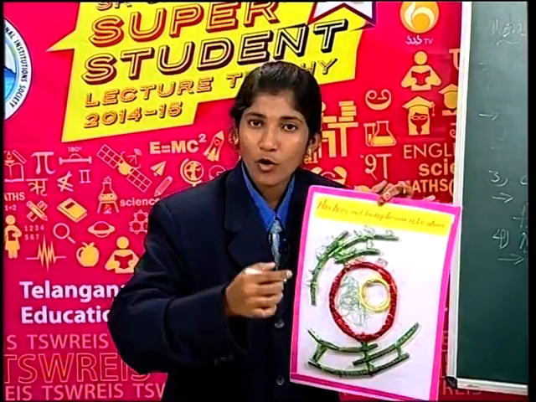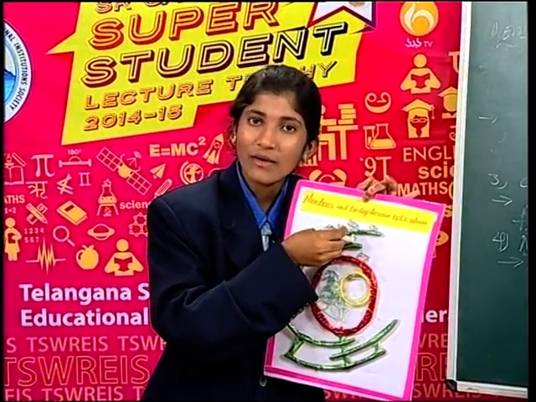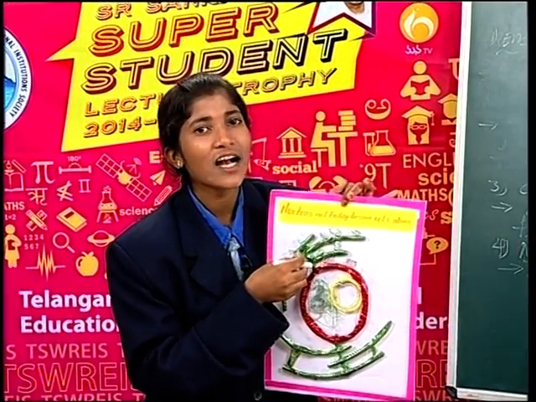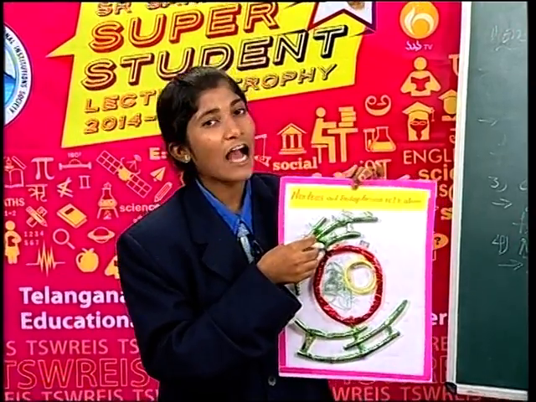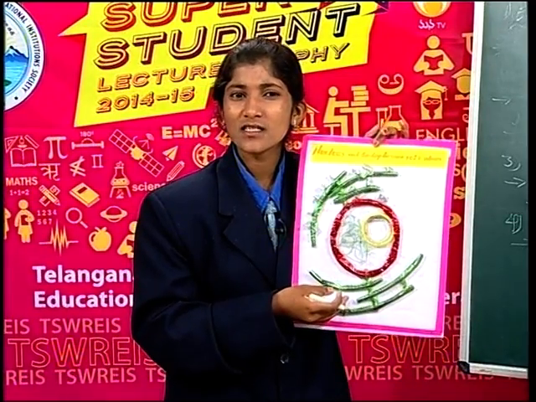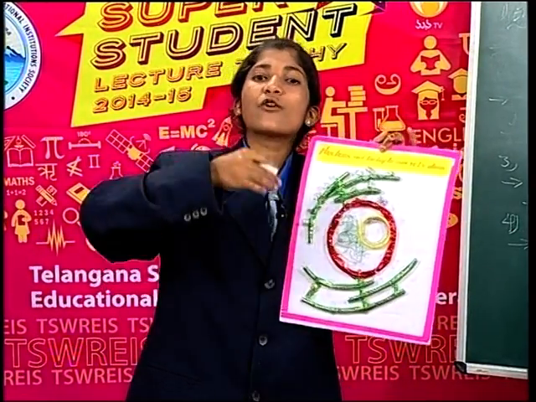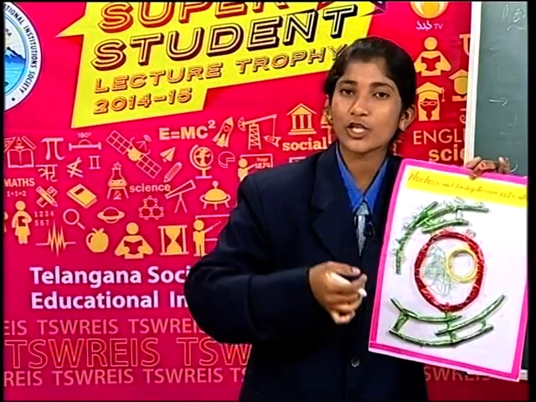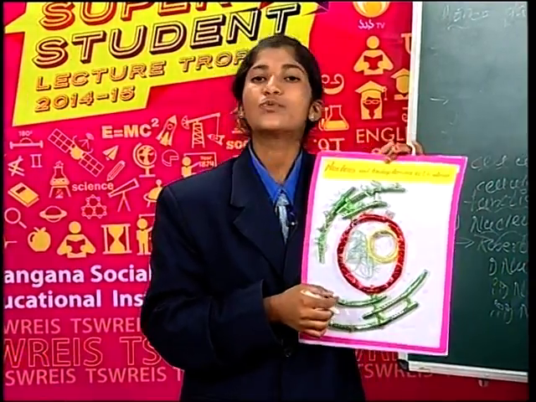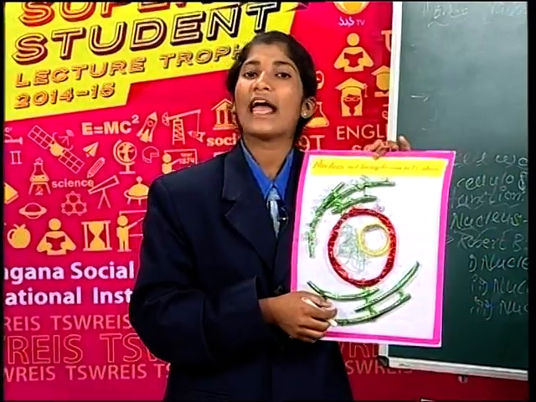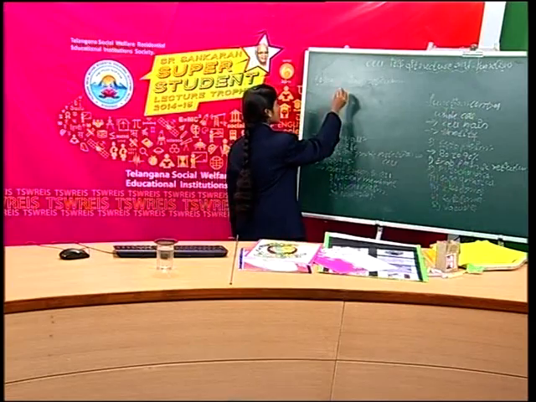Attachment of ribosomes on the surface of endoplasmic reticulum, we call rough endoplasmic reticulum. What is it? Rough endoplasmic reticulum. Then what about this? Without attachment of ribosomes on the surface of endoplasmic reticulum, we call it smooth endoplasmic reticulum. What is it? Smooth endoplasmic reticulum. Endoplasmic reticulums are how many types?